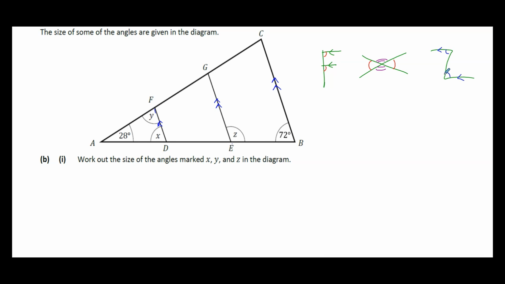So here, let's get some highlighter to work. Here we can see this, and this is my letter F. So that means that this angle and this angle are the same. They are the corresponding angles. So X is 72.